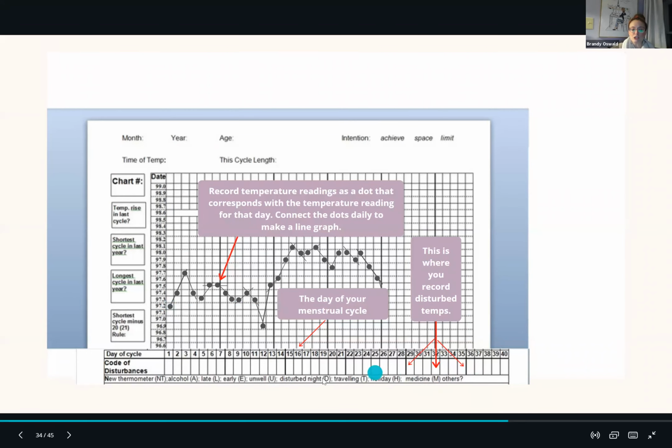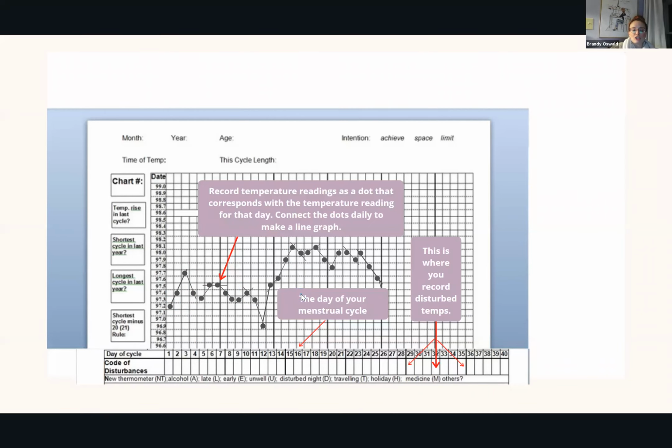If you have temperature disturbances, you drank alcohol, you woke up late, you were sick, there's a code right here, and you can fill in that code in the code of disturbances. And if it's anything other than sleeping in late or waking up early, you circle it and you disregard it. If it's one of those ones where you slept in or woke up early, you fill in the original temp and then you draw a dotted line down to where it would be once you adjust it, and you connect it through the adjusted one.